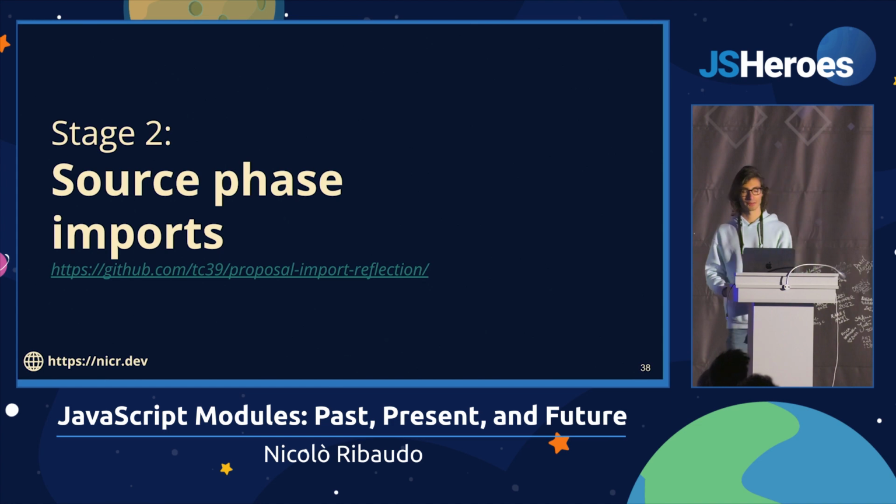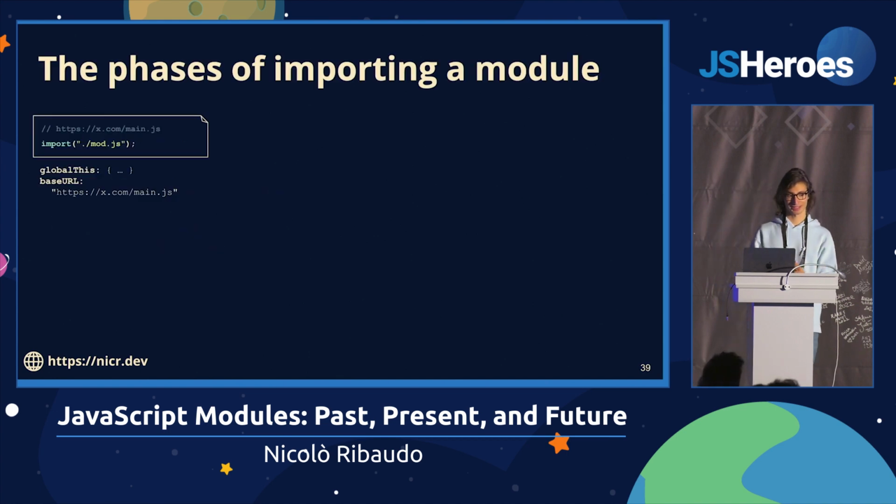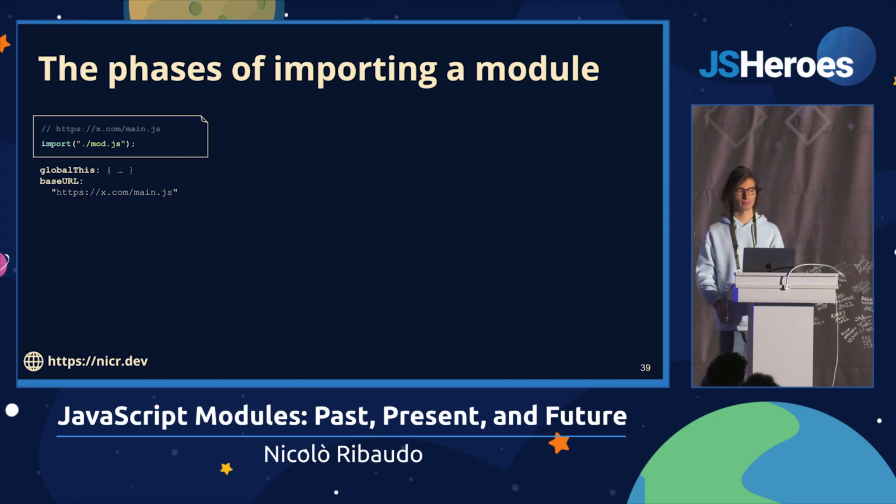Okay, so the second of the 6 proposals I want to show is called source phase imports. And before seeing what the proposal is, we need to first understand how modules are loaded in JavaScript. So assume you have a file, like this main.js module, that imports a different module. And this main.js file has some context, such as a global environment, where you can find all your global variables, and it has a base URL that is used to resolve all of its dependencies.